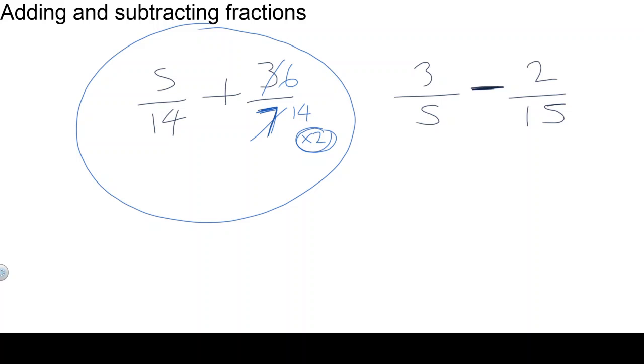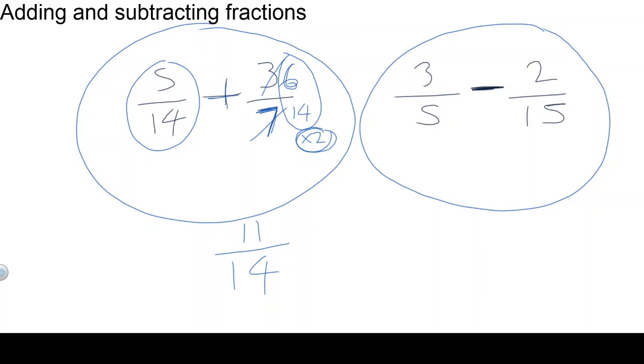So now we've got 5 over 14, we've got 6 over 14. The denominators are the same, so copy the denominator, and all you're going to do now is add the numerators. So we've got 5 add 6 gives you 11. Right, let's have a look at this question here.